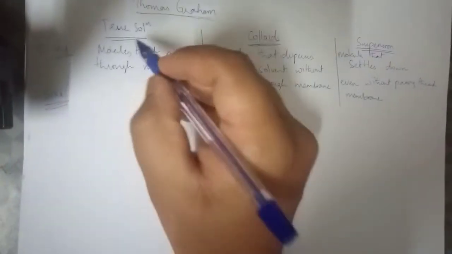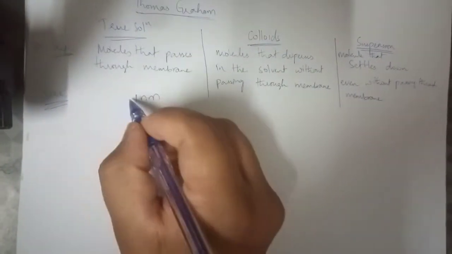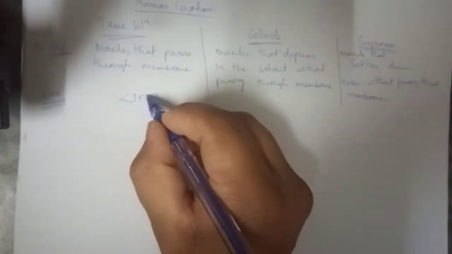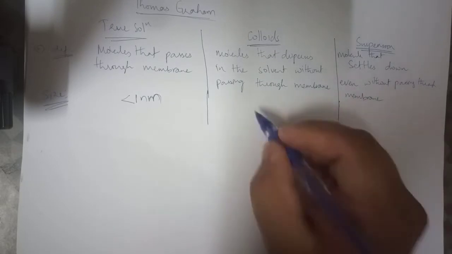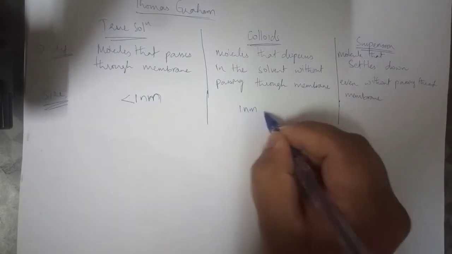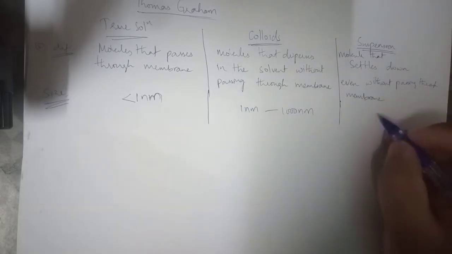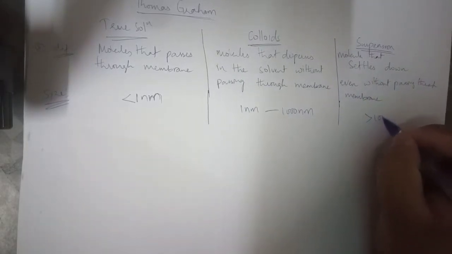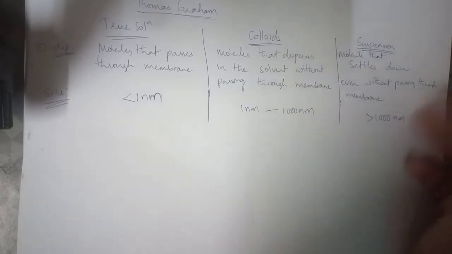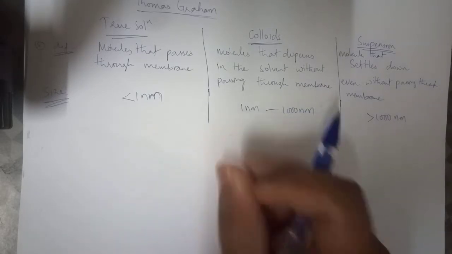The size of the particles of true solution is less than 1 nm. Colloids is between 1 nm to 1000 nm. This is the size range. And suspension, all those molecules whose size is greater than 1000 nm fall into the suspension category. So you need to remember this range.